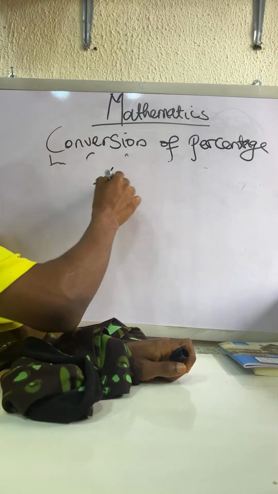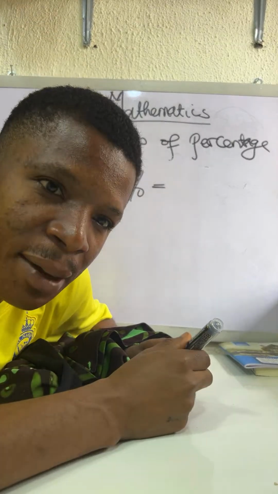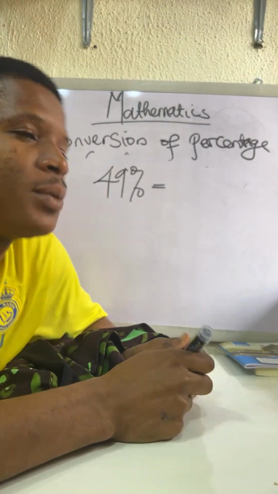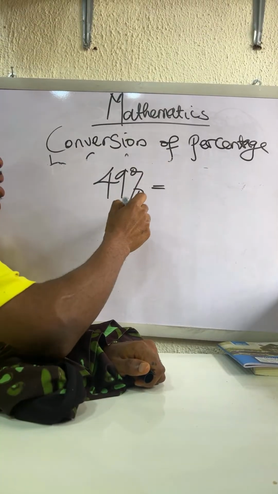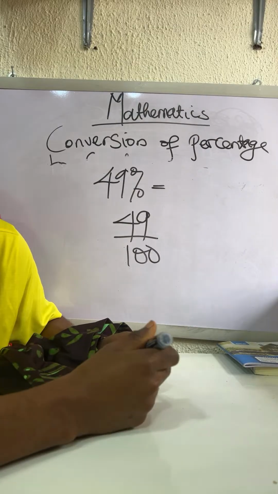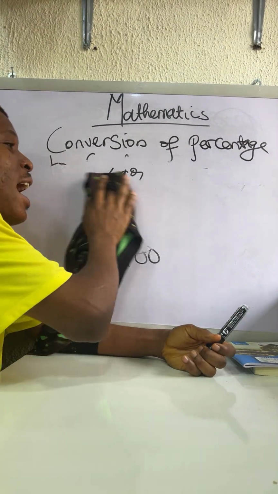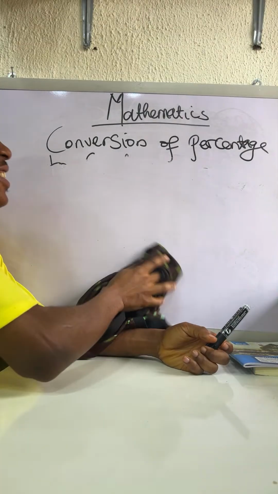Let's say you have 49%. If you have 49%, is there any number that can divide them? No. So what do you tell me as the answer? 49 over 100. Correct. Good. I clap for you without you begging.